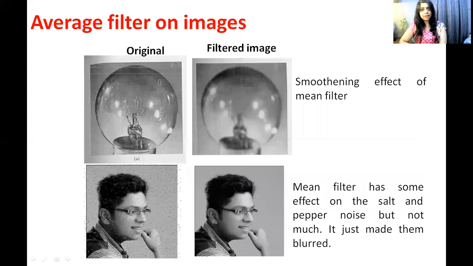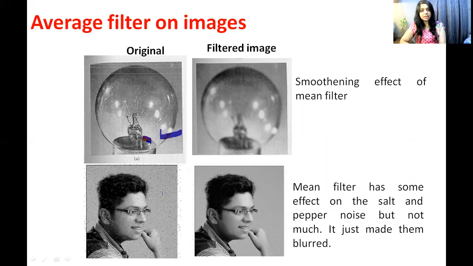When we apply this averaging filter on the images, you can see that this is the original image and this is the low pass filtered image. Because of the averaging filter and the smoothing effect of the mean filter, you can see that everywhere there is smoothing. Here there are small sharp edges, and here the edges are not sharp. Everywhere, every element, you can see sharp edges here also, but here the edges are not as sharp as in this image.